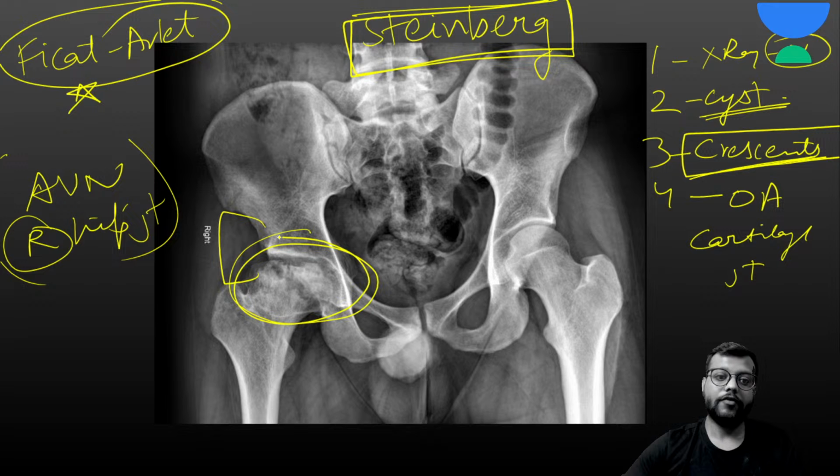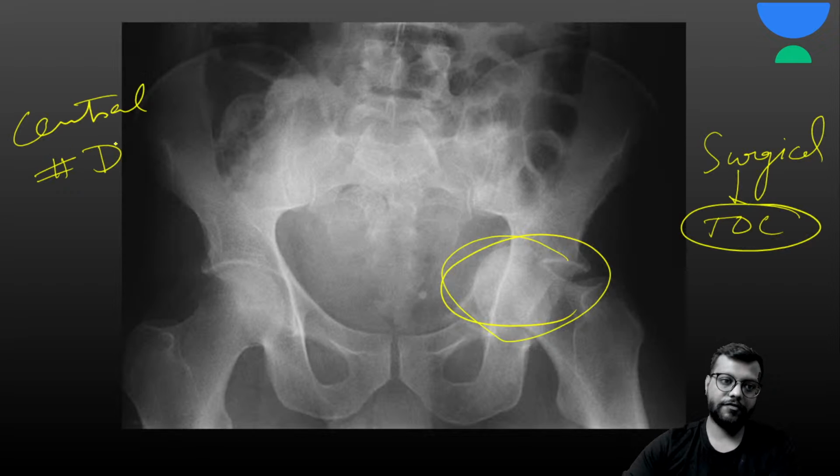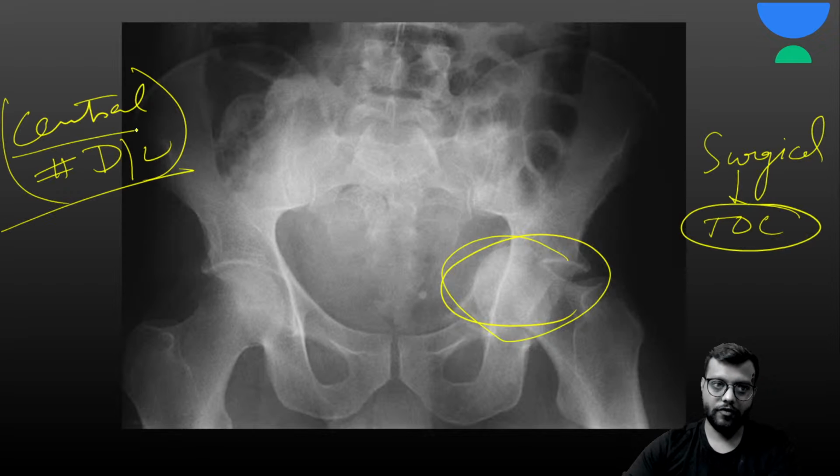Okay, here you can see this is your anterior dislocation of the hip, because the head of the femur is anteriorly displaced. And this is your central dislocation, the central fracture dislocation of the hip joint.